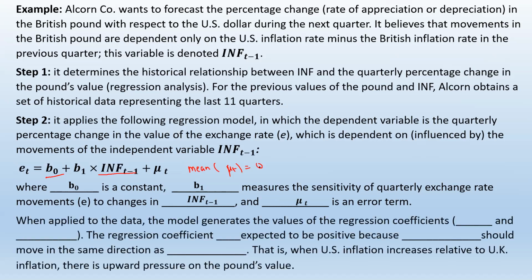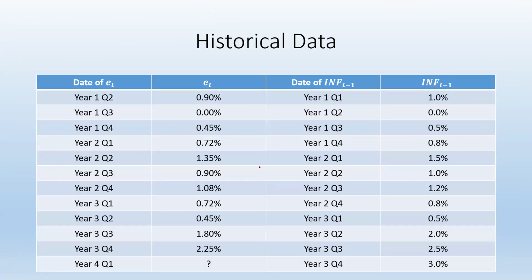When applied to the data, the model generates the values of the regression coefficients B0 and B1, no mu t, because mu t is an error term. The regression B1 is expected to be positive because the EF should move in the same direction as the inflation differential. That is, when US inflation increases relative to UK inflation, the British pound will appreciate against the US dollar. So here is the data.